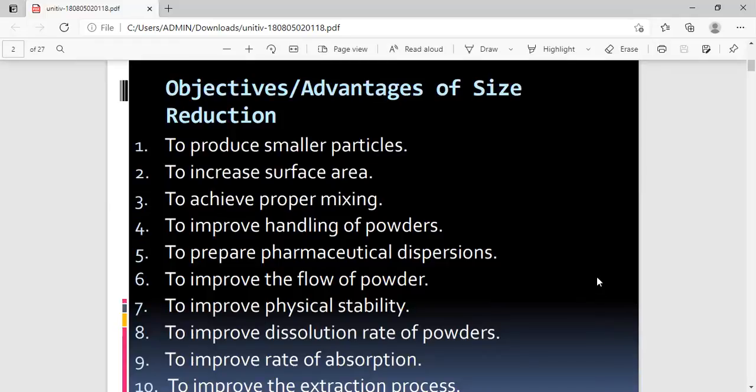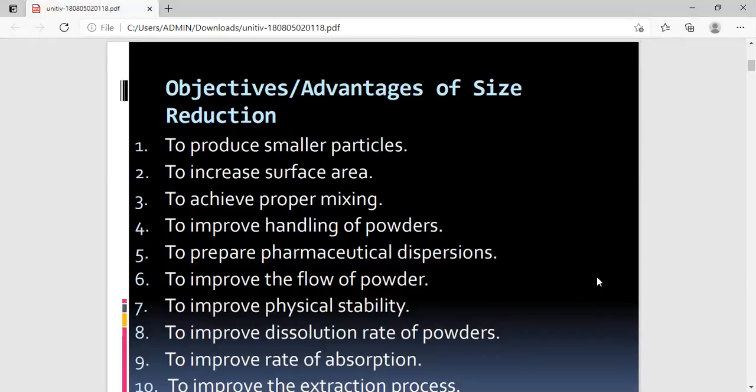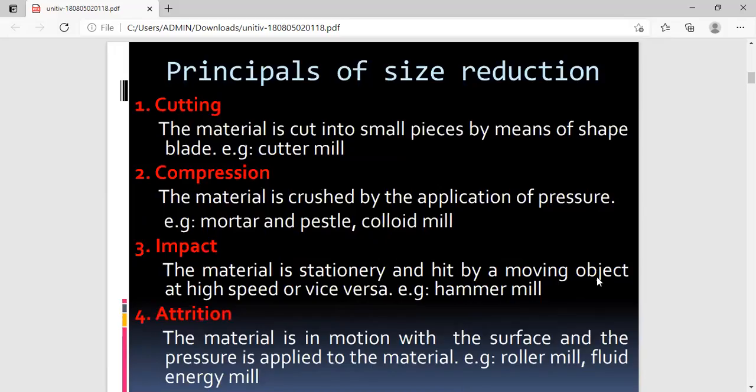So what are the objectives and advantages of size reduction? The objectives are to produce smaller particles, to increase surface area, to achieve proper mixing, to improve handling of powders, to prepare pharmaceutical dispensaries, to improve the flow of powder, to improve the physical stability, to improve dissolution rate of powders, to improve the rate of absorption, to improve the extraction process. These are our objectives.